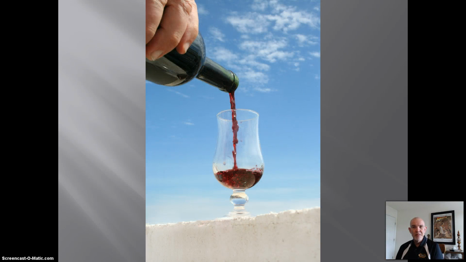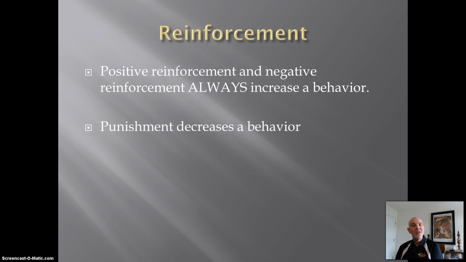Drinking alcohol. The termination of social distress negatively reinforces drinking alcohol so that she and anybody else is likely to drink again for the next party. A lot of alcohol abuse develops through the process of negative reinforcement, and down at the clinic we call this self-medication. Remember, positive reinforcement and negative reinforcement always increase the behavior. Punishment decreases the behavior.